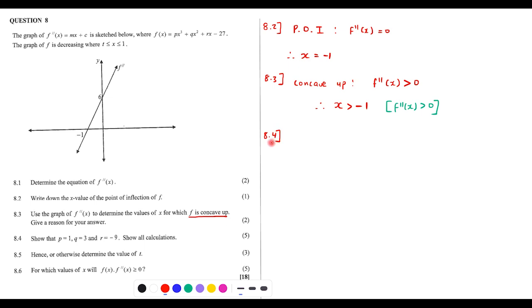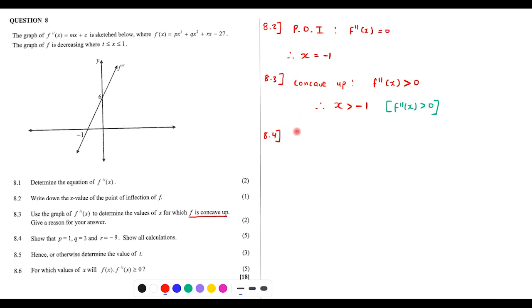Alright, so let's go ahead and look into 8.4. Now here, this is the part that I wanted to get into. In this part, we want to show that P is 1, Q is 3, and R is -9, by showing all calculations, right? So the question says show that P is 1, Q is 3, and R is equal to -9, and show all calculations. Now, how do we show all of this? Basically, this is what we do.